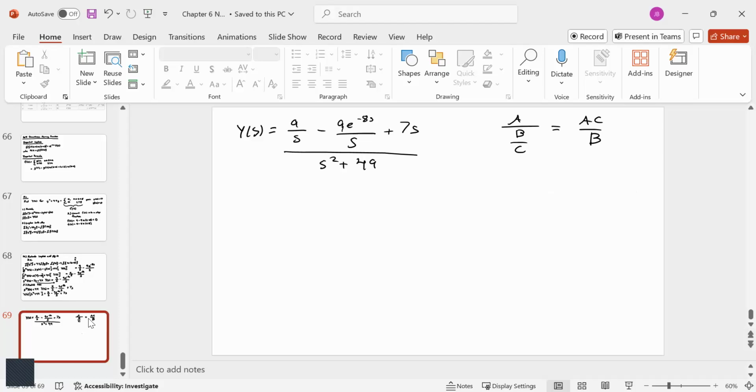And then we can combine fractions if we want. But let's just do this. 9 over s times s squared plus 49, minus 9e to the negative 8s over s times s squared plus 49, plus 7s over s squared plus 49. And then if you want to combine fractions together, you can, as long as they have the same denominator, which the first two do, except that's a minus sign, not a subtraction.